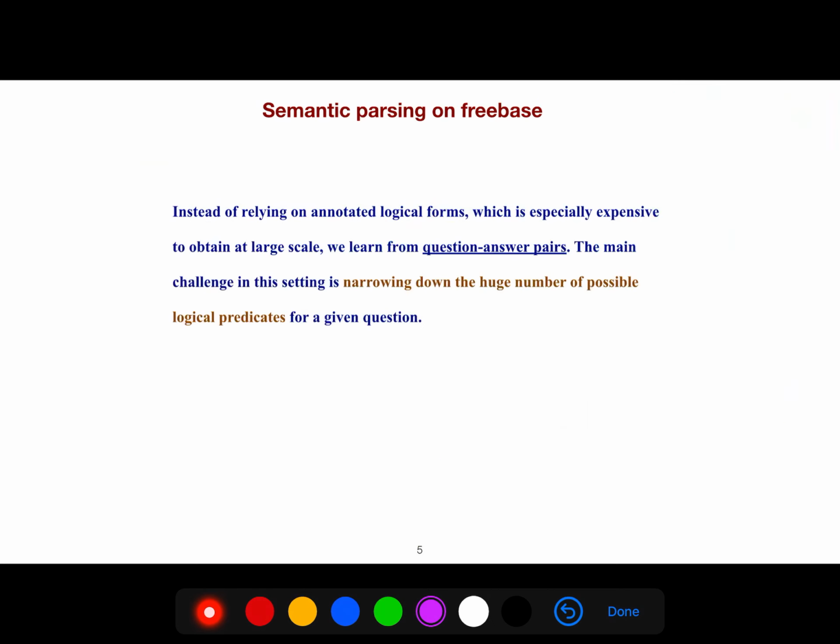So, semantic parsing on Freebase. Instead of relying on annotated logical forms, we try to avoid those labels in supervised learning, which is very expensive. You could give it to crowdsourcing guys, and it's so expensive, hundreds of dollars per person per minute. So instead of that, let's have a creative idea. The main challenge is narrowing down the huge number of possible logical predicates.